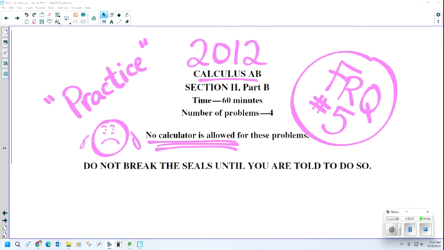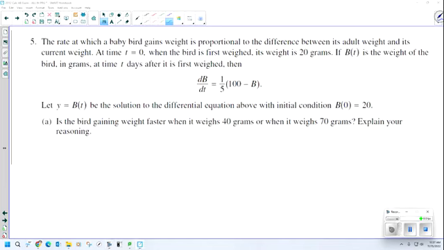Let's get started with free response question number 5. Number 5 states, the rate at which a baby bird gains weight is proportional to the difference between its adult weight and its current weight. At time t equals 0, when the bird is first weighed, its weight is 20 grams. If b of t is the weight of the bird in grams at time t days after it's first weighed, then dB/dt, which is the derivative or change in rate of b, is 1/5 times (100 minus b).